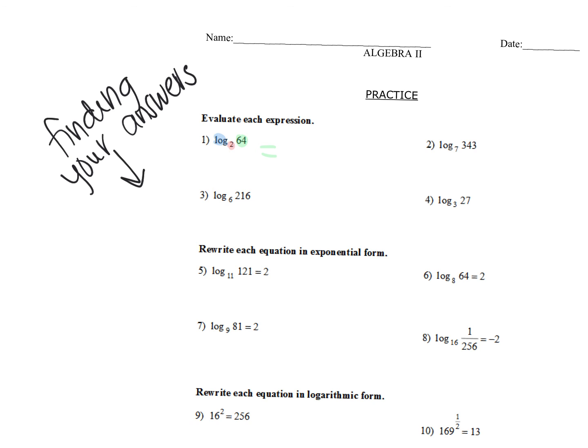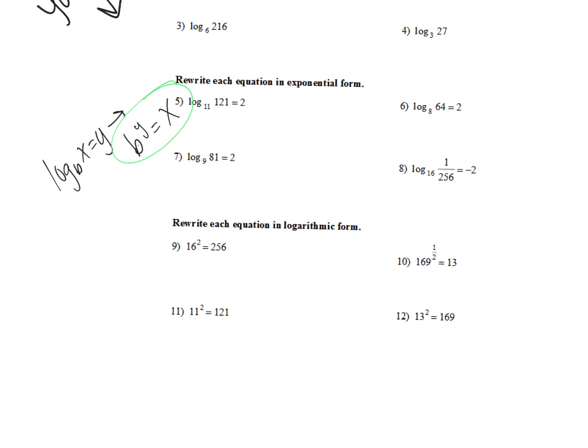For numbers 5 through 8, you want to put it in the form b to the y equals x. So it's in log form. Here, I could write it even better for you. We want to go from this form to this form. So your answer should look like this form. Now, on the bottom, you're just going to do the opposite. So now you have it in this form, and we want to get it to this form. You're not finding the answers here, you're just switching them to get it in the right form.